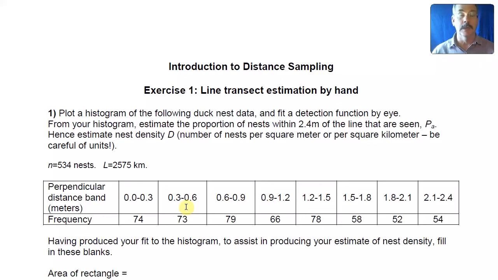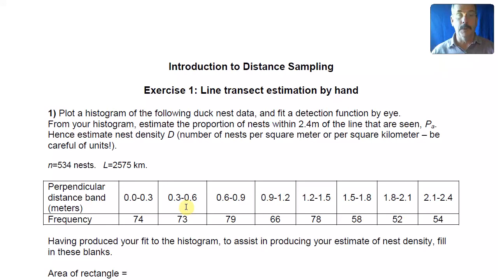Your job is to take a piece of graph paper and make a histogram out of those 8 values. Once you've made a histogram from those 8 values, you are to fit a detection function to those data. The way in which you do that is up to you, and we'll talk about ways of doing that after you've had a chance to try it.